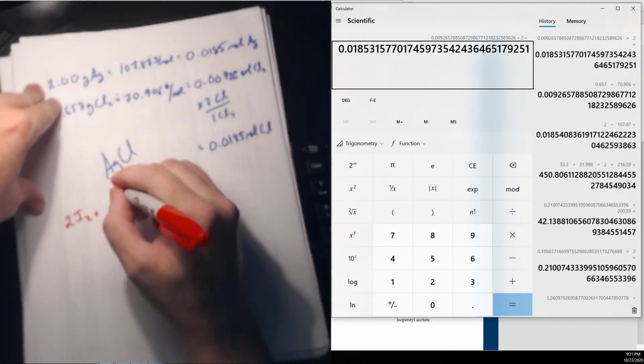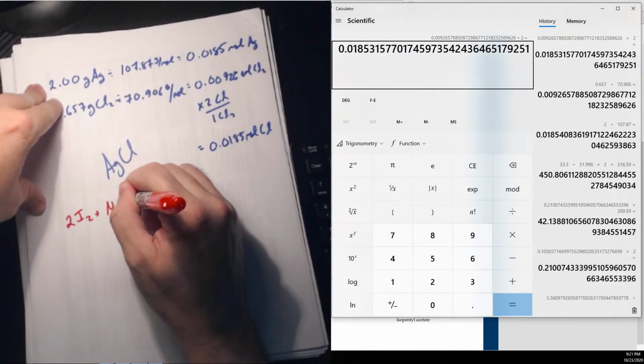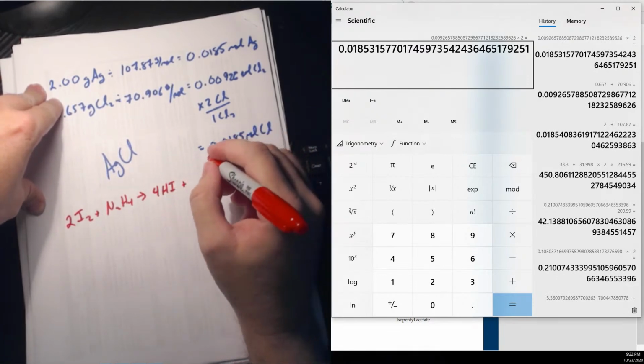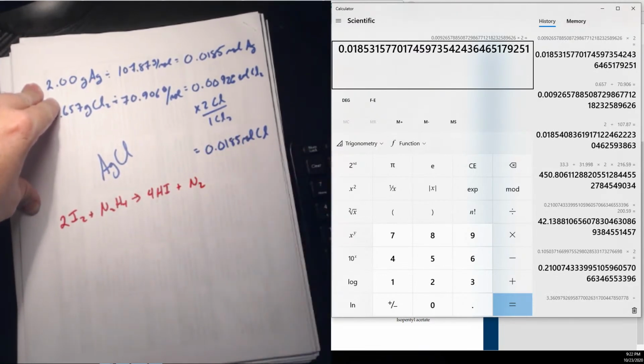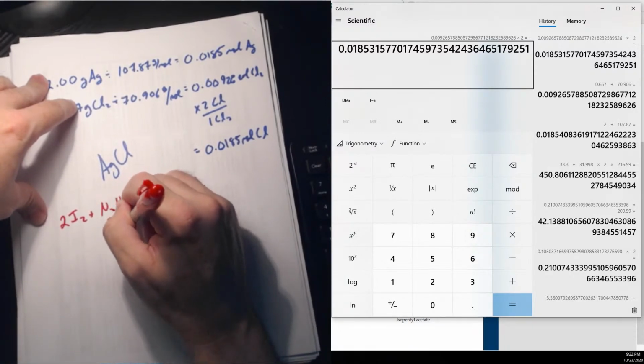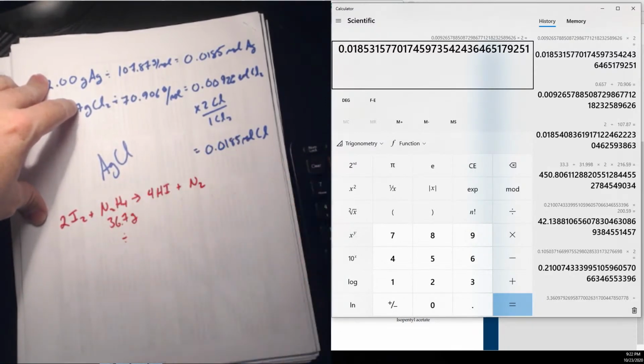2I2 plus N2H4 yields 4HI plus N2. How many grams of iodine are needed to completely react with 36.7 grams of hydrazine? So 36.7 grams, divide by the molar mass.